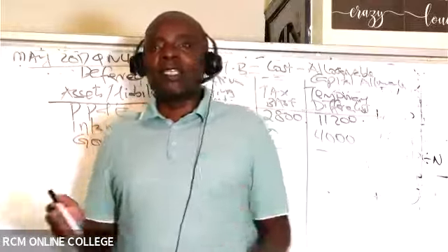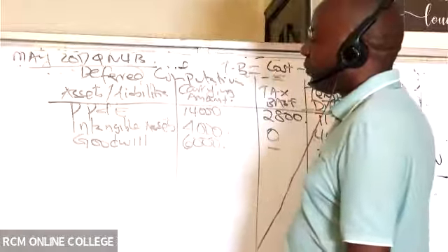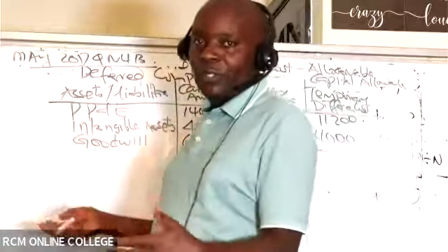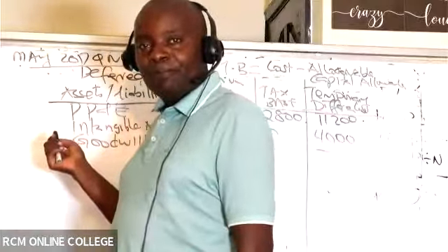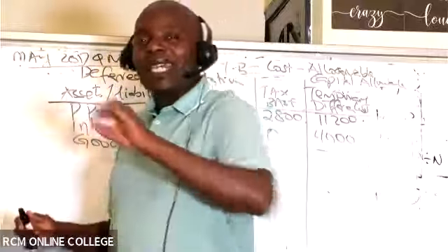And yet, this is a schedule of what here? A schedule of temporary differences. So goodwill has got no business being here. So it's either you decide to leave it out, or you remember goodwill, dash, dash.